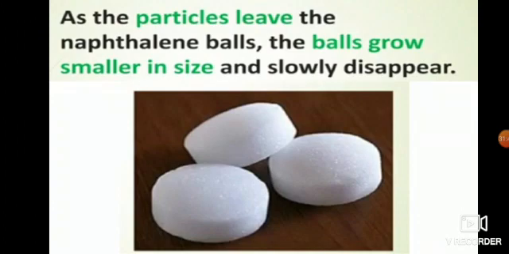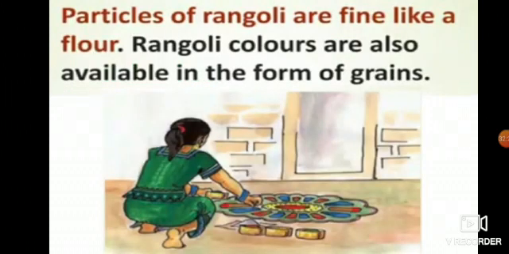Can you get it, girls? I hope you have understood this. So naphthalene balls and Odonil, when they come in close contact with air, are converted into the gaseous state. That means they become smaller and smaller, and after a few days they disappear. That means they have formed the gaseous state. Is it clear to you all? I hope you have understood now. Yes. So we will go to the next topic now.